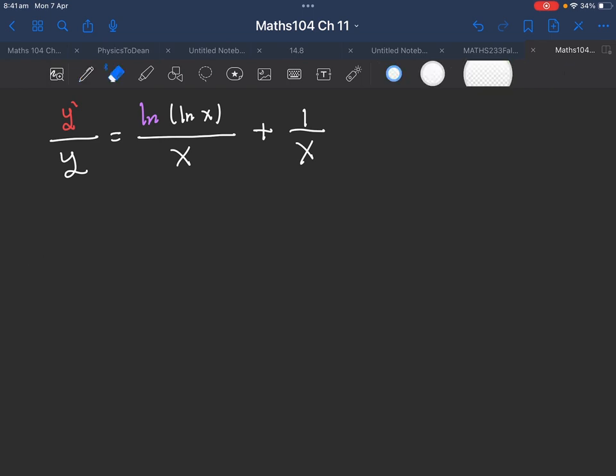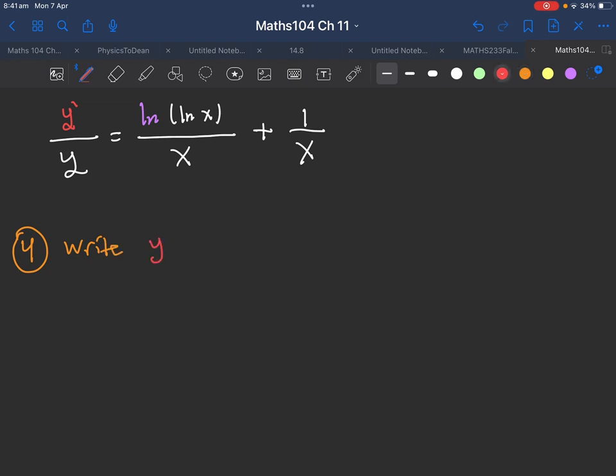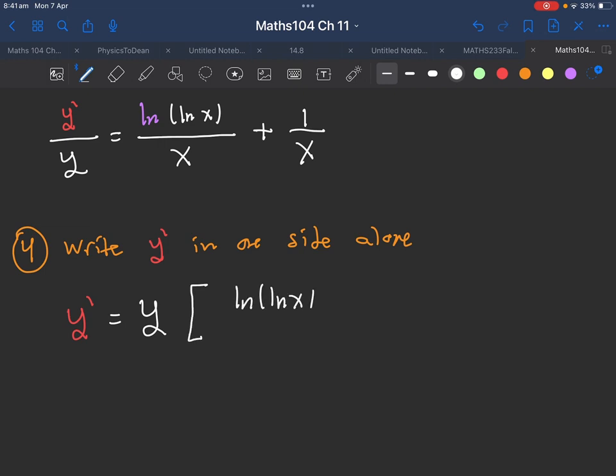step number 4, what we need to do is very simple. Just write y prime on one side alone. What do we mean by write y prime on one side? How do we do it? We move the y to the other side. So we get y, and then we have ln of x divided by x plus 1 over x.